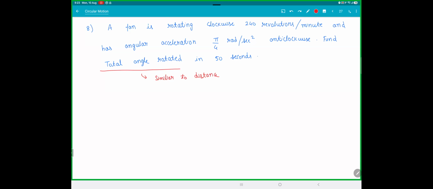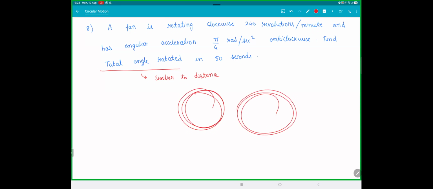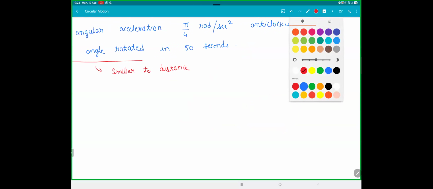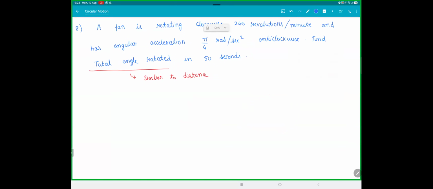You fell into the trap. Now see here, it becomes a little difficult to visualize in terms of a circle, because this is how the fan is going. First the fan is going like this, then it is going like this. So it looks difficult to see. My suggestion would be to convert this into a kinematics problem. It would make your life a little easy.